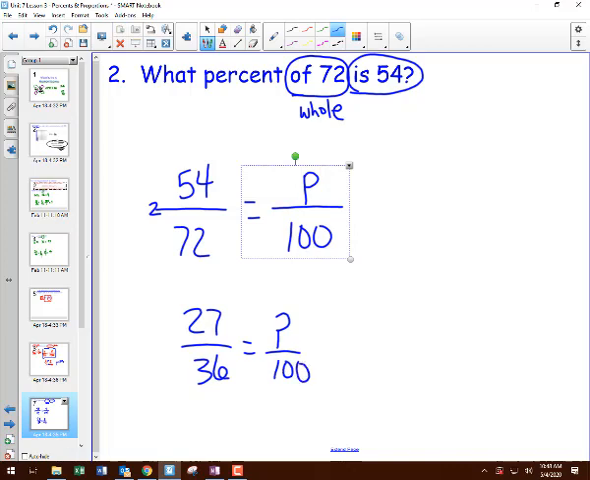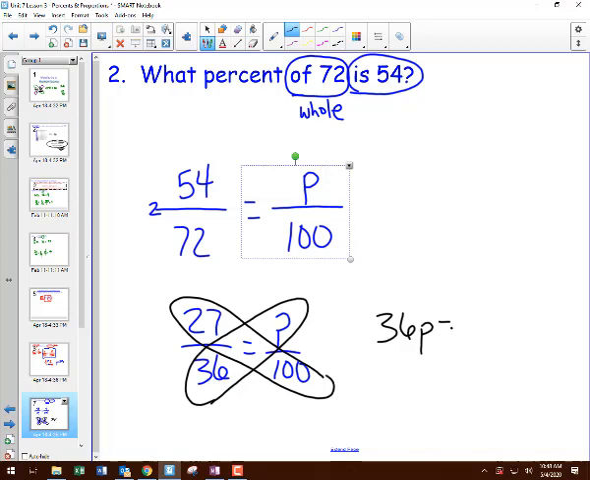Well, now that's going to make things a little bit easier, but there's no clear-cut rule of 36 times something equals 100. So we're going to introduce the idea of cross products on this one. Remember, cross products means 36 times P, or in other words, 36P is going to equal 27 times 100. Well, that's going to be 2700. All right, 36P equals 2700.